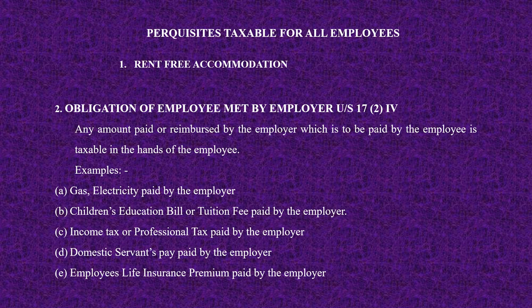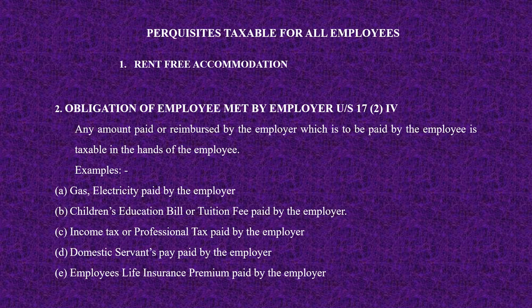The second type of perquisites taxable for all employees is obligation of employee met by the employer under section 17(2)(iv). So what does this second perquisite mean? Any amount paid by or reimbursed by the employer, which is to be paid by the employee, is taxable in the hands of the employee. So any amount that the person working in the organization has to pay, if it is paid or reimbursed by his boss, then that comes as part of obligation of employee met by the employer. In that case, the amount so spent by the employer will be taxable in the hands of the employee.